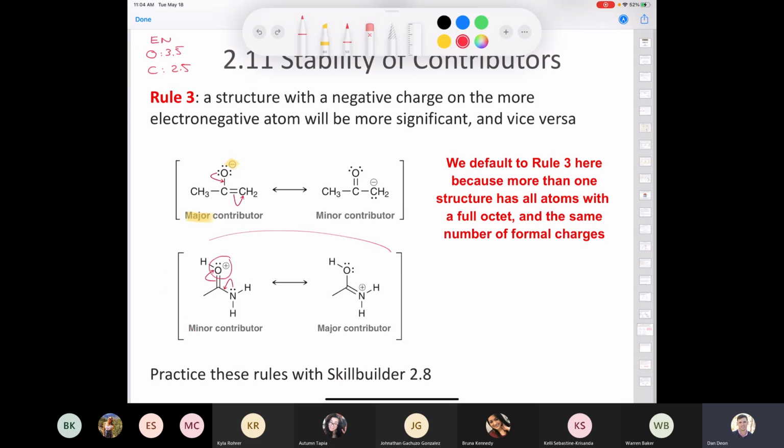The same thing applies to these two resonance contributors. Here we have the positive charge on an oxygen. Here we have the positive charge on the nitrogen. Well, nitrogen is less electronegative than oxygen, and so it's going to be more content, or more stable, with that positive charge on it than an oxygen would. Therefore, this will be the major resonance contributor.